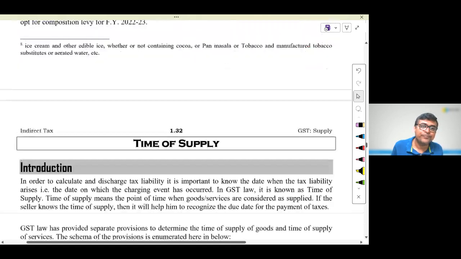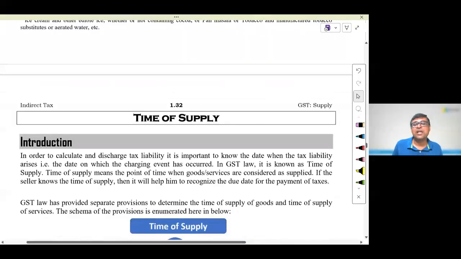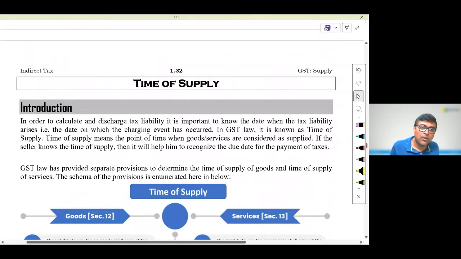Is it clear? Now comes time of supply. Any question till now? Anyone have any question or any query? Please raise it. I believe we have done 4 chapters. If anyone has any query, please raise it.